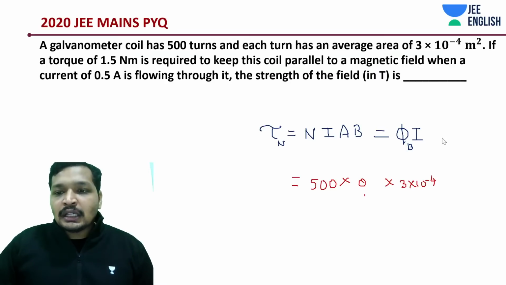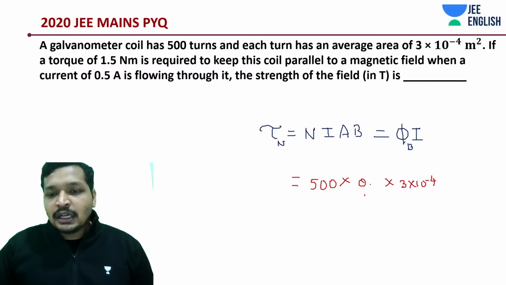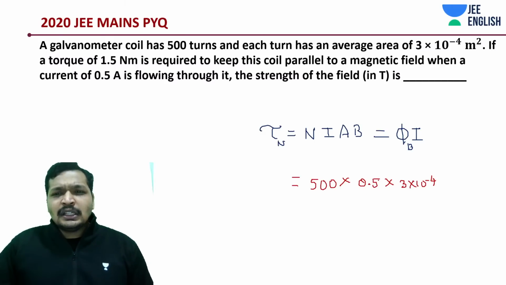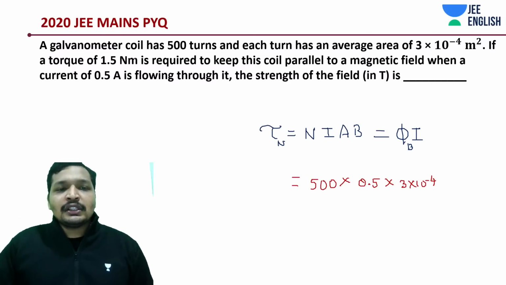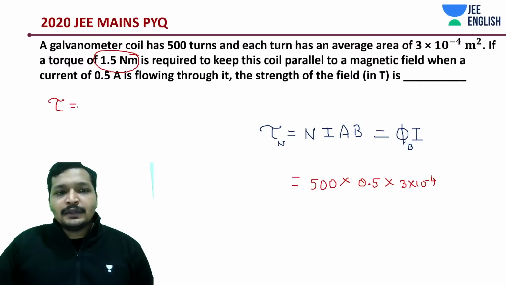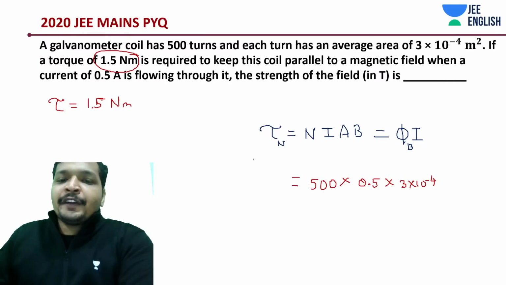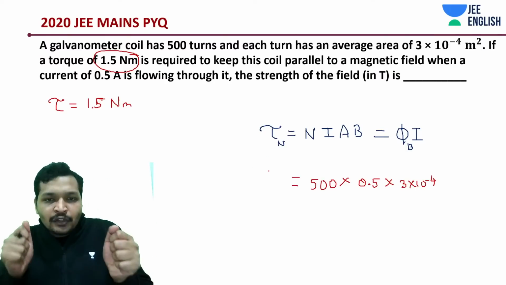So they are asking you how much torque is needed, or strength of the field is needed. The torque is given to you. Torque is how much? 1.5 Newton meter. So 1.5 Newton meter is what is being given to just hold it.